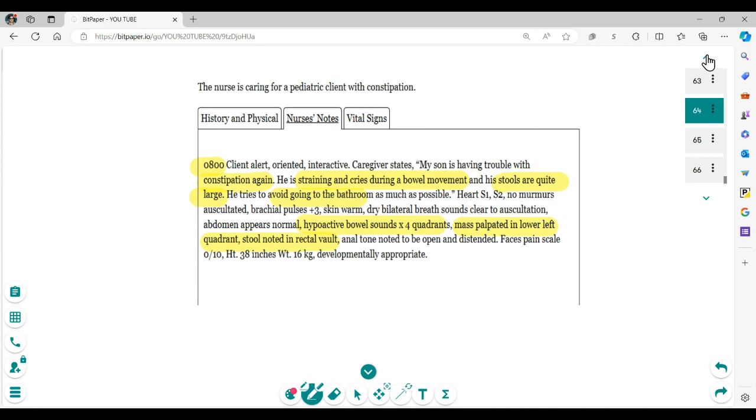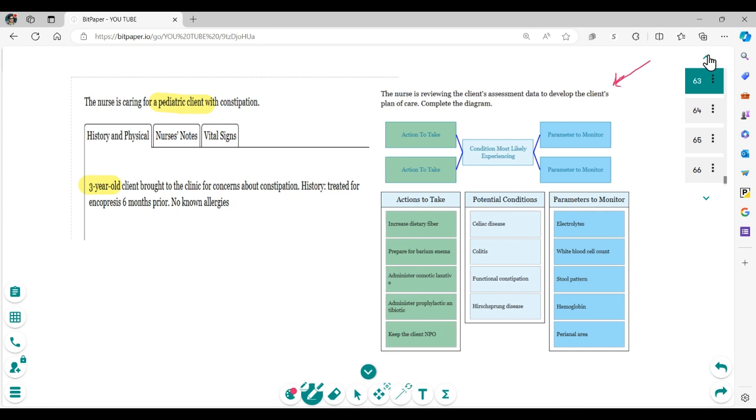So what do you think is wrong with this 3-year-old? Is it celiac disease? Is it colitis? Is it functional constipation? Is it Hirschsprung disease? Well, one thing we notice is they say the child is constipated, and it sounds like he is constipated. You may not be sure about that encopresis, but we are going to look at that. So go with what you know. If it says he's constipated and sounds like constipation, go with that.